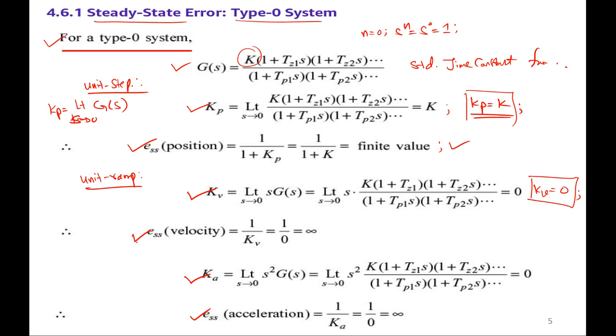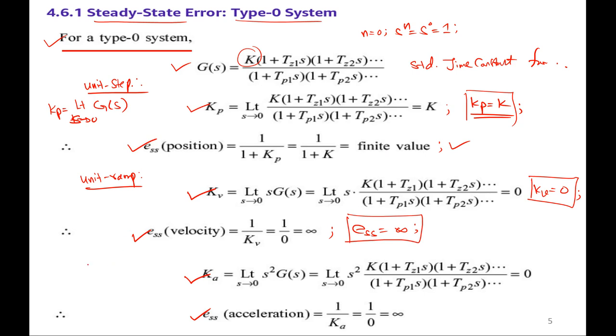So what is the steady state error with respect to velocity? ESS of velocity is equal to 1 by Kv. What is Kv? We got it as 0. 1 by 0 is infinity. So the steady state error ESS in this case is infinity, whereas in the previous case we got a finite value of ESS.